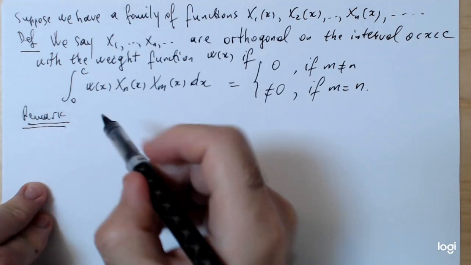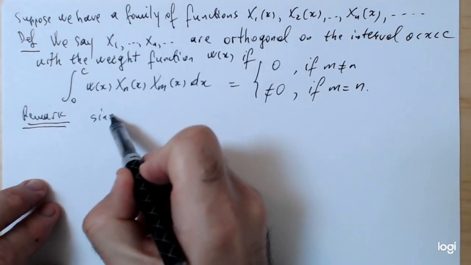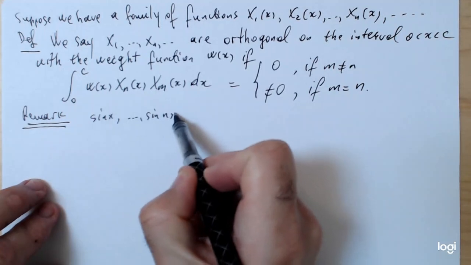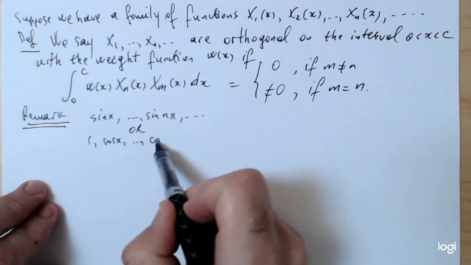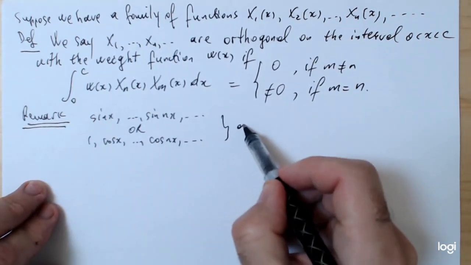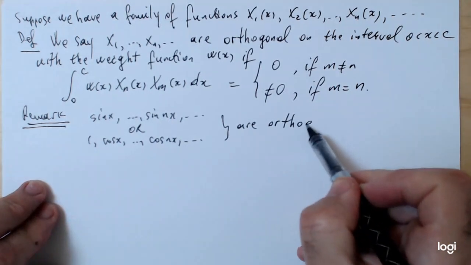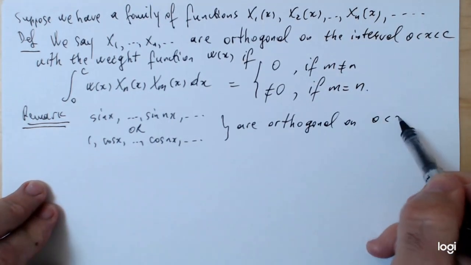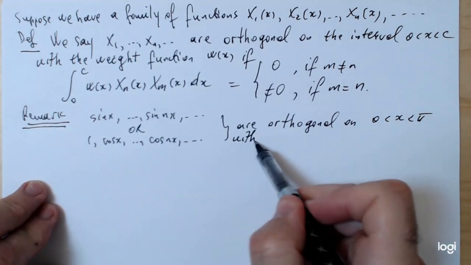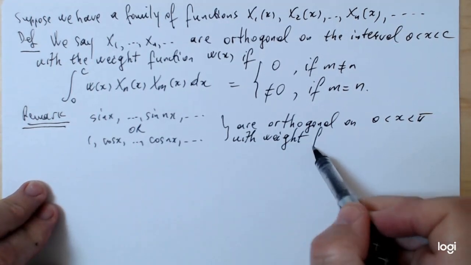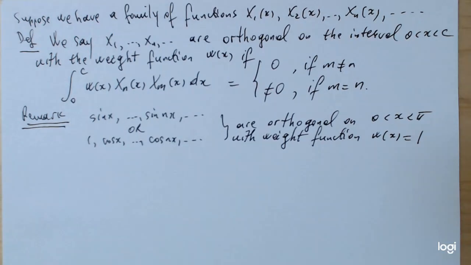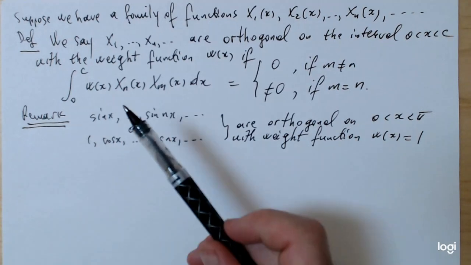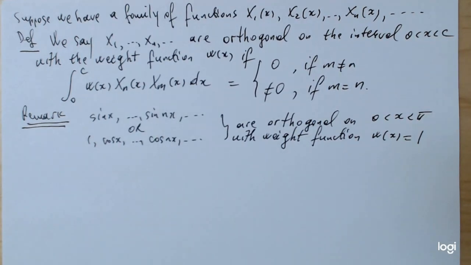definition, you could say that sine x, sine nx, and so on, or the cosine functions, all of these are orthogonal on the interval 0 to pi with weight function w of x equals 1. Okay, so when you say the weight function is 1, it means that they are orthogonal by themselves. But they can be orthogonal, like I said, with another weight function, w of x.